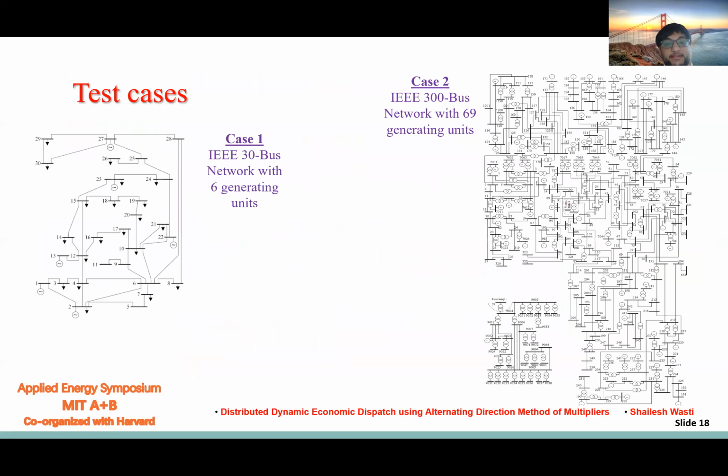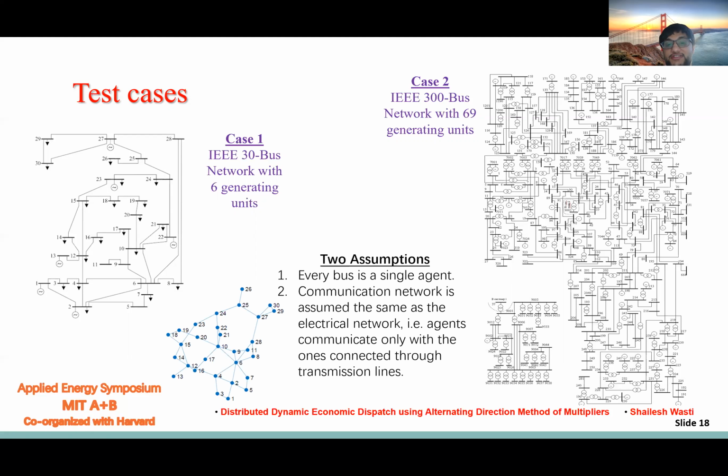Now the case study. For the case study, we have the IEEE 30 bus network with 6 generating units and the IEEE 300 bus network with 69 generating units. We have two assumptions. Every bus is a single agent. When we say agent, we say it's a bus, and the communication network is assumed similar to the electrical network. So for 30 bus, this is the communication network.